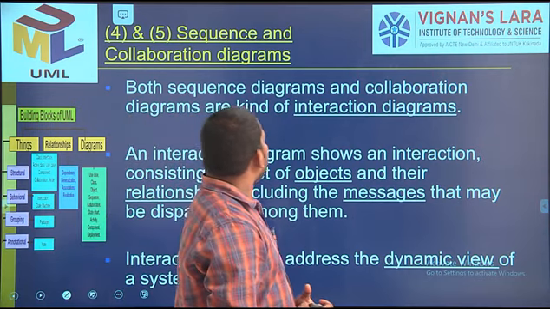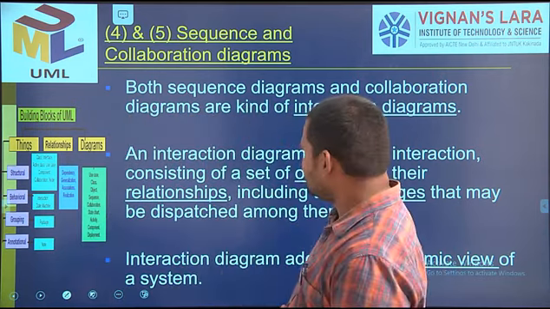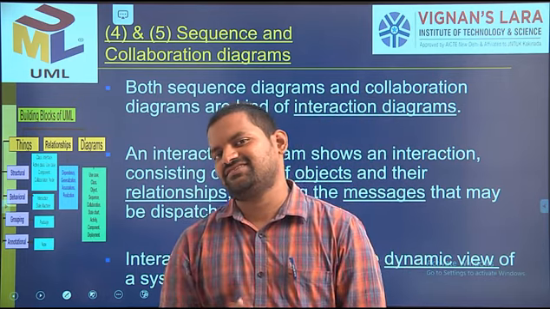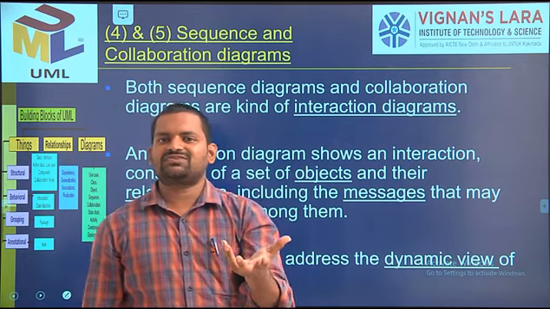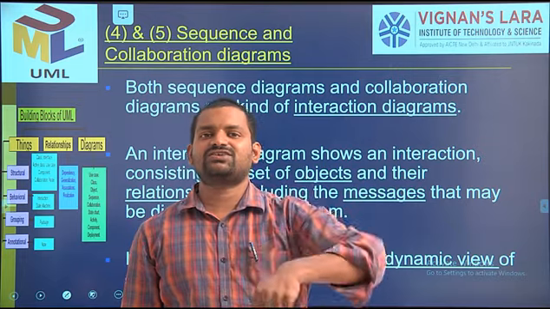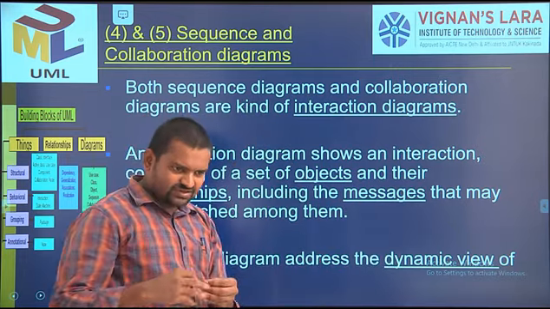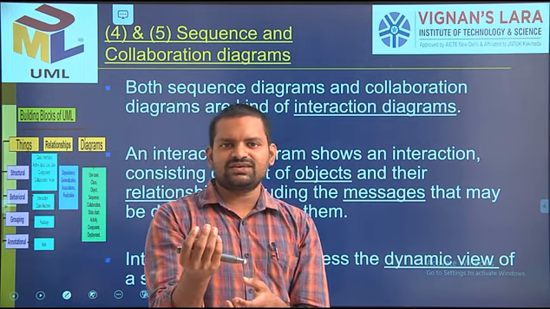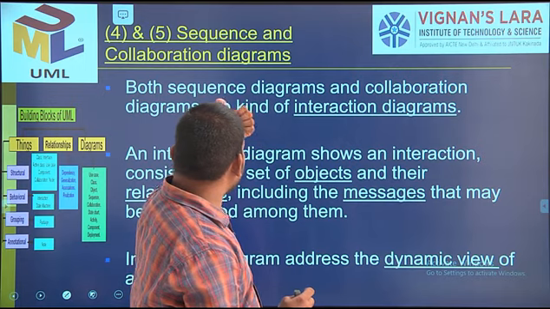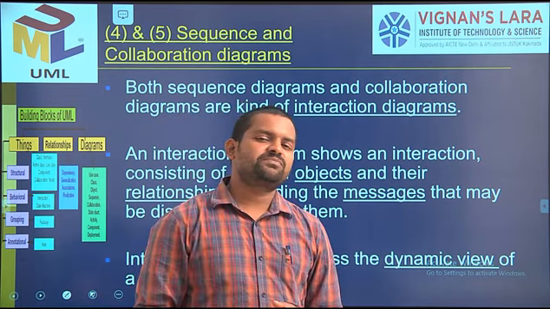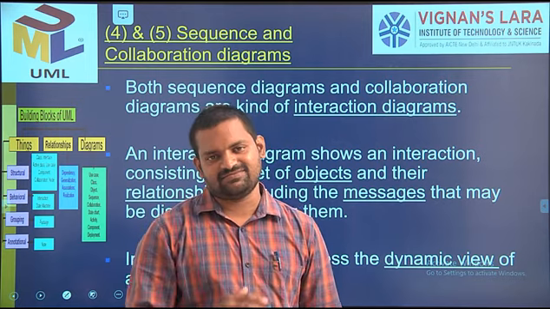Okay. Next, the sequence diagram and the collaboration diagram. Both of these diagrams represent interaction, so we call them interaction diagrams. Interaction means, if I give an input at this particular situation, what does it go to in the next situation, and what will be the output? If I give you a request, what is your response? Requests and responses, that interaction is available in the sequence diagram and collaboration diagram. They are the most important diagrams to represent the behavior of a system in UML.